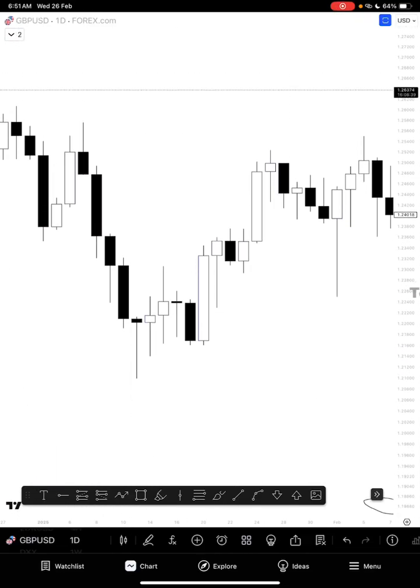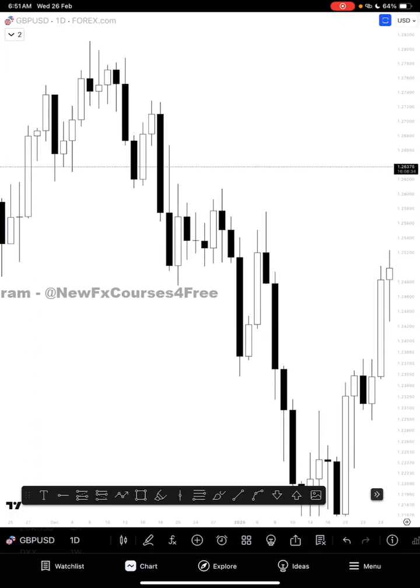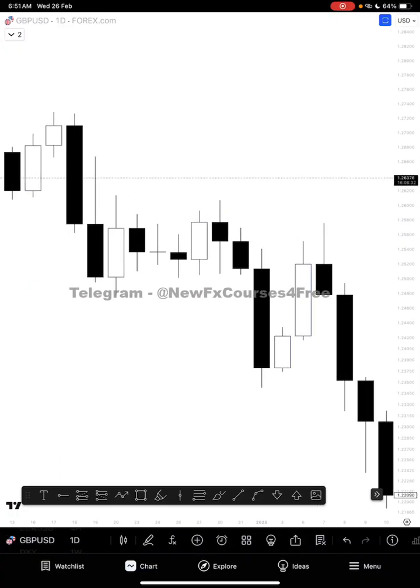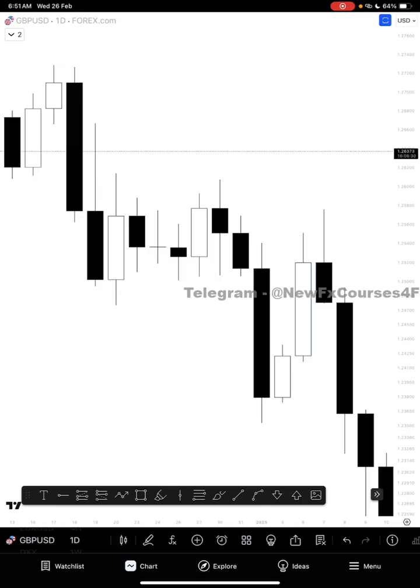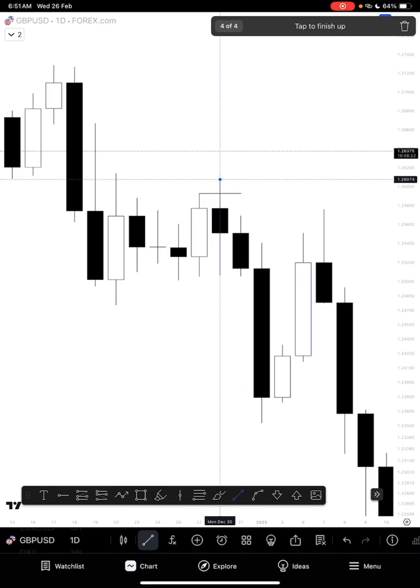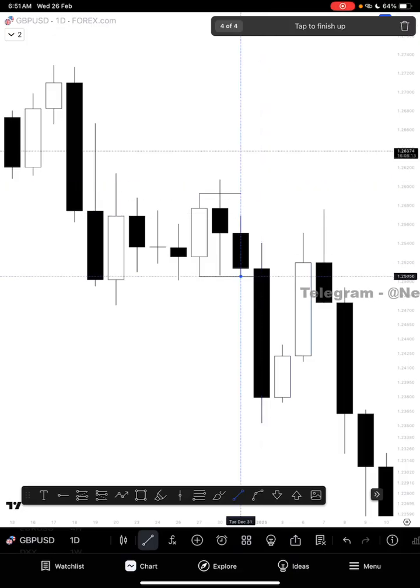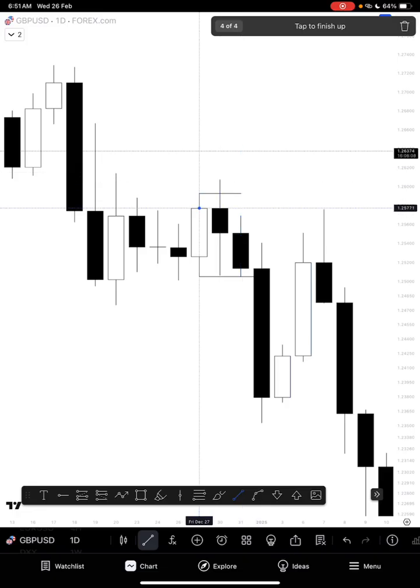Let's come lower and let me see into this. Okay. So here, let me start from here. Wick above, close back into the range equals lower prices. Target your opposite side of the range. Trade the third candle. So here, this was Friday's range.